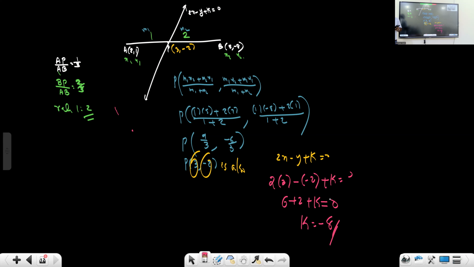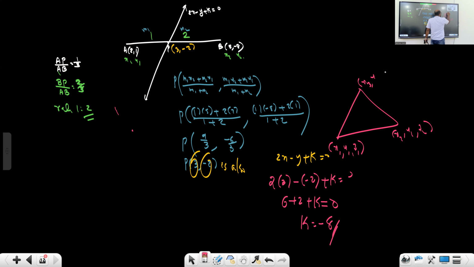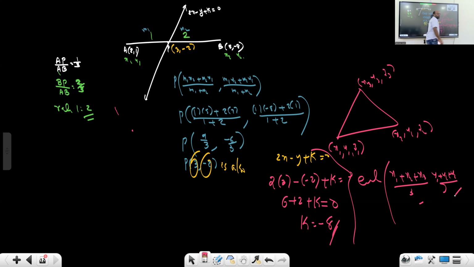Question number 16. You know what is the centroid formula? x1 plus x2 plus x3 by 3. Centroid means center of gravity. This is x1, y1, z1. This is x2, y2, z2. And this is x3, y3, z3. Then centroid: x1 plus x2 plus x3 by 3, y1 plus y2 plus y3 by 3, finally z1 plus z2 plus z3 by 3.